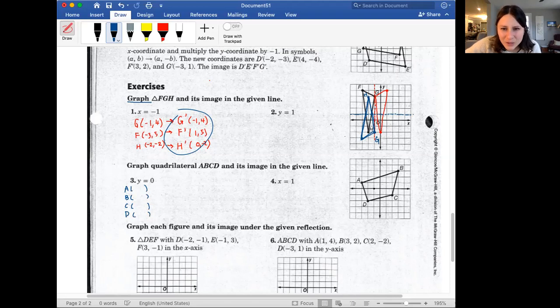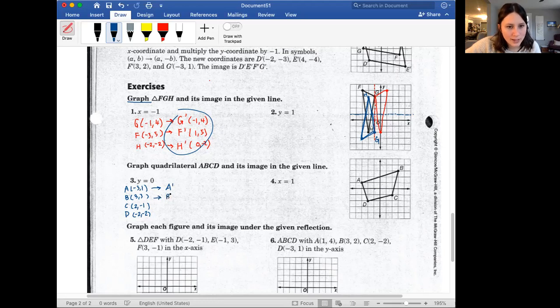A is at 3, 1. B is at -3, 3. C is at -1, 2. And D is at 2, -2. Okay, our notes say that when I'm doing a reflection over the y-axis, all I have to do is make the x negative.